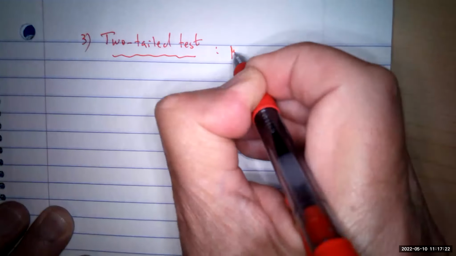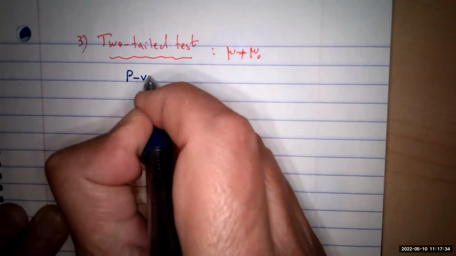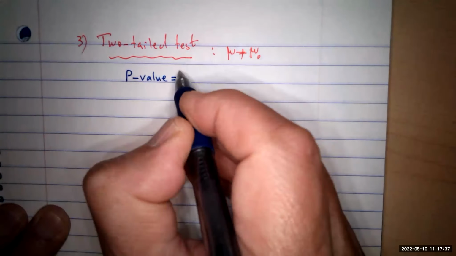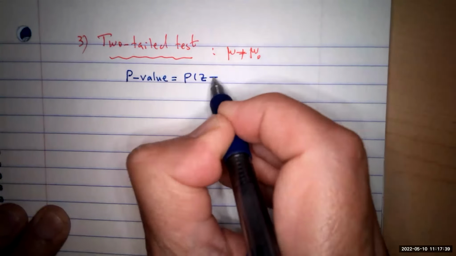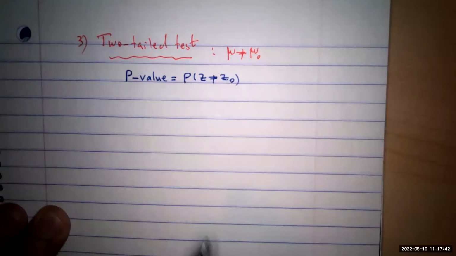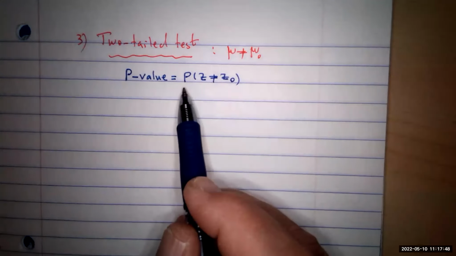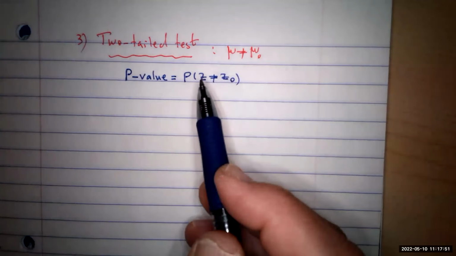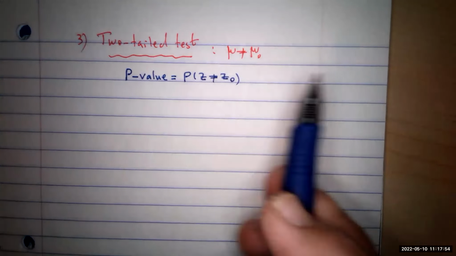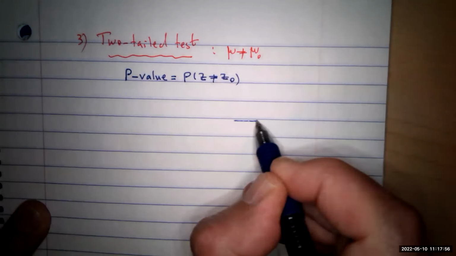Two-tailed test. The two-tailed one is going to be when mu is not equal to mu naught. This basically means that if you change it to the probability question, the p-value equals P of z not equal to z naught. For not equal to z naught, what you can do is find the probability that z is less than z naught, multiplied by 2, because this is what we are going to have for this case.